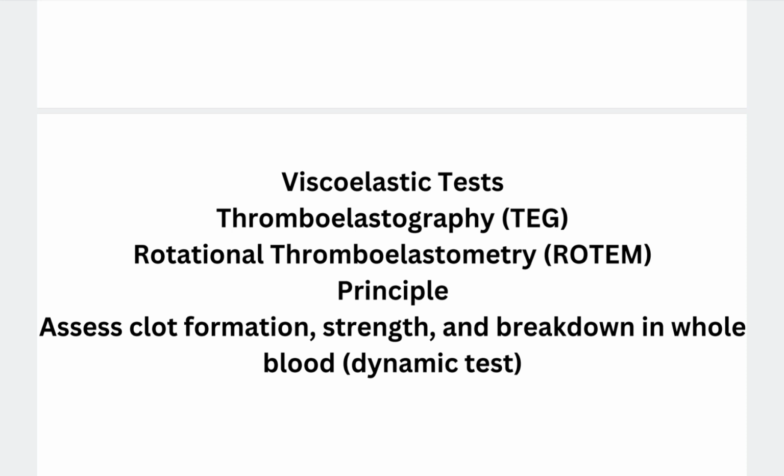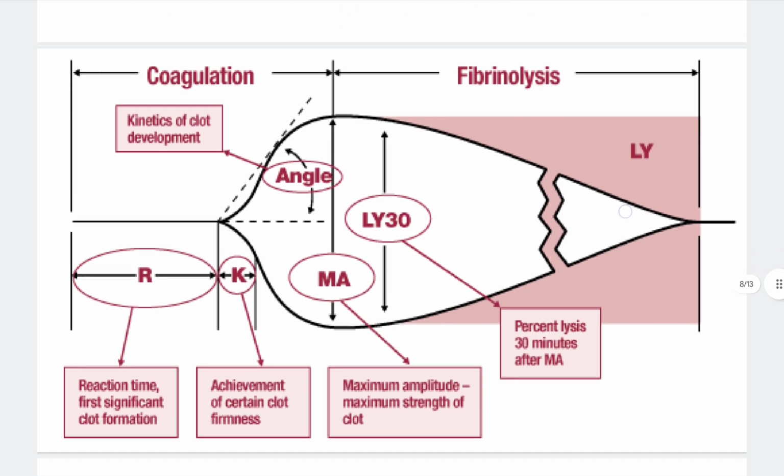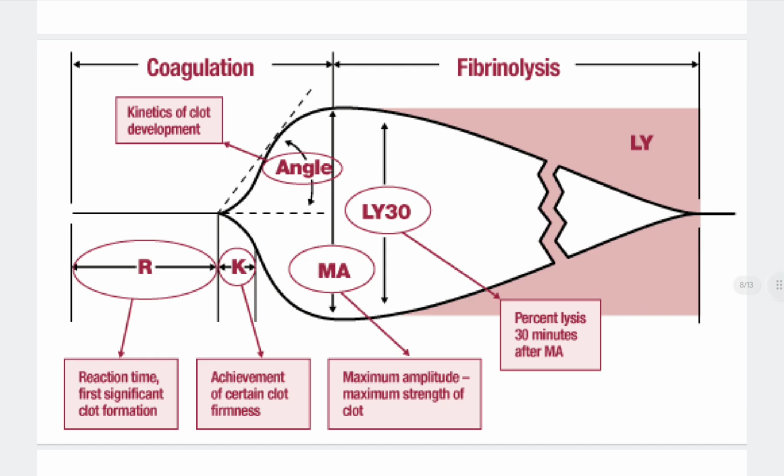So what is the use of our viscoelastic tests such as thromboelastography or rotational thromboelastography? Both tests work on the principle of assessing clot formation, clot strength and breakdown in whole blood. It is a dynamic procedure, not like our previous tests, which give only static results. Coming to our thromboelastography picture, it shows the coagulation pathway and simultaneously shows the fibrinolysis pathway on our right side.